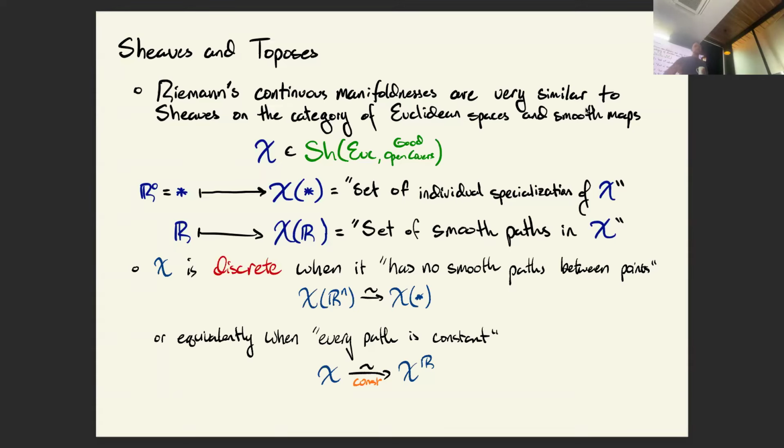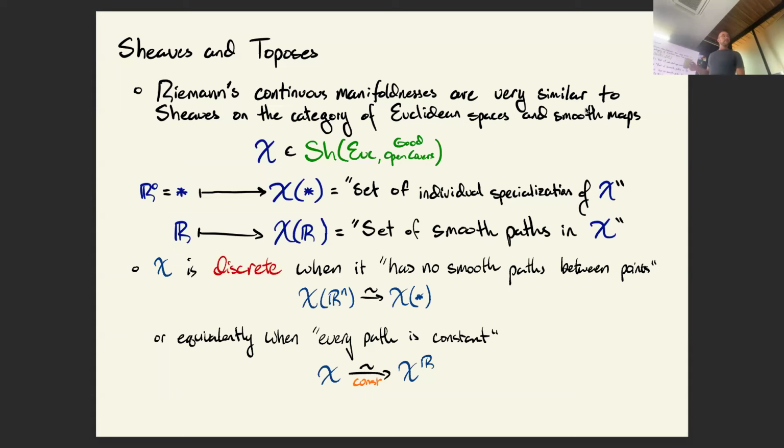But we can also take X and evaluate it at the real line, and we get the continuous paths between individual specializations that he's talking about. And in fact, if you read further on in that paper, you see that he describes the values at R^n as actually paths in the space of paths. He invents currying in that article as well. It's really cool.